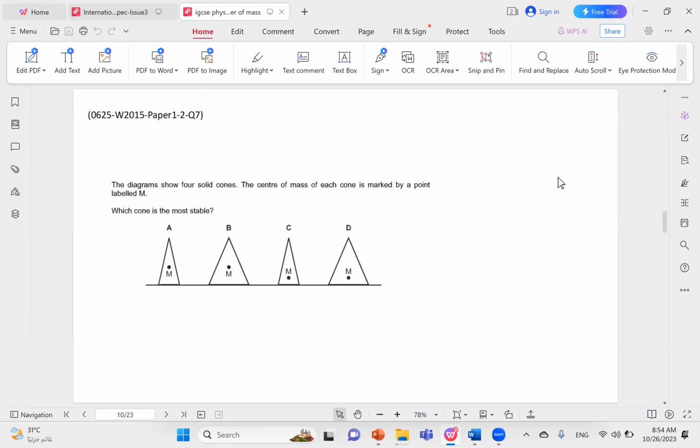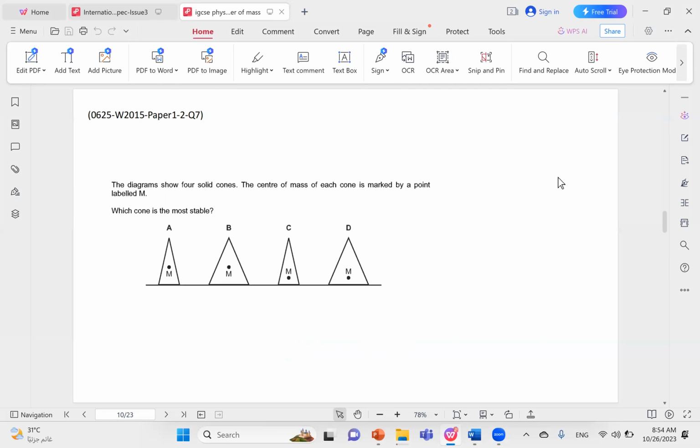The diagram shows four solid cones. The center of mass of each cone is marked by a point. Which cone is the most stable? So the most stable cone is the one that has a wide base and a low center of mass. So the lower the center of mass, the more the stability.